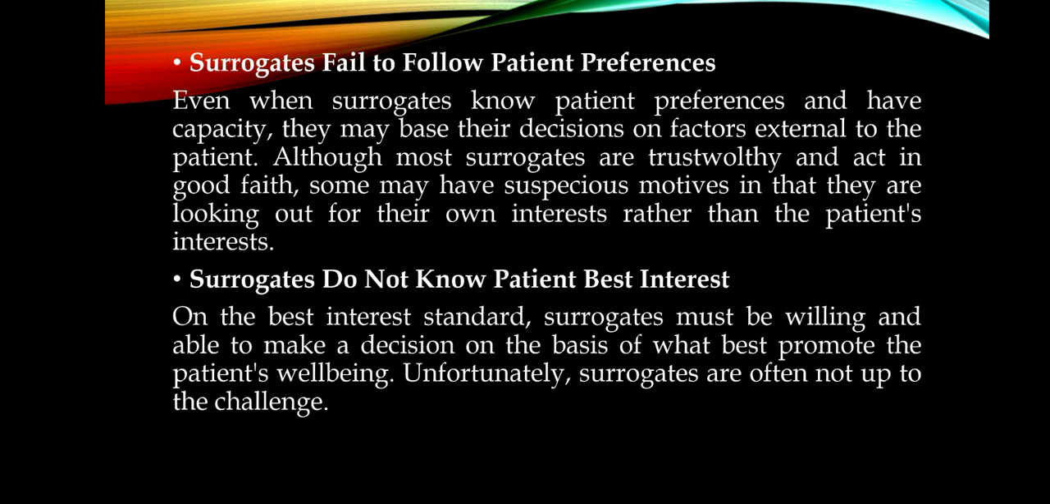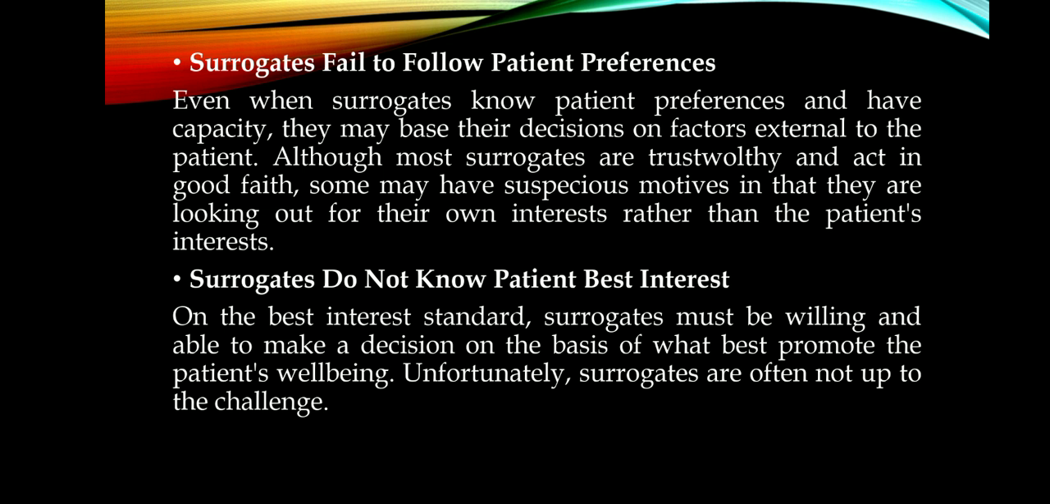Surrogates do not know patient's best interest. On the best interest standard, surrogates must be willing and able to make decisions on the basis of what best promotes the patient's well being. Unfortunately, surrogates are often not up to the challenge. Here, the surrogates may not have a clear idea about what is more beneficial for the patients. They may not be able to judge or compare the different treatments that are available for the patients. They may choose something which is not really beneficial for the patients too.